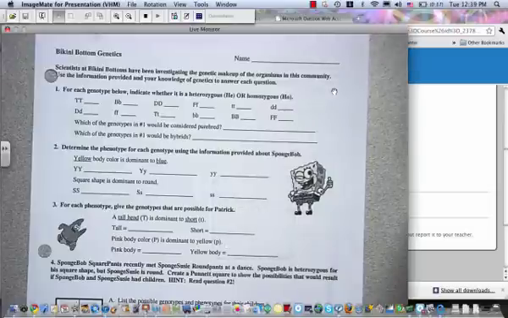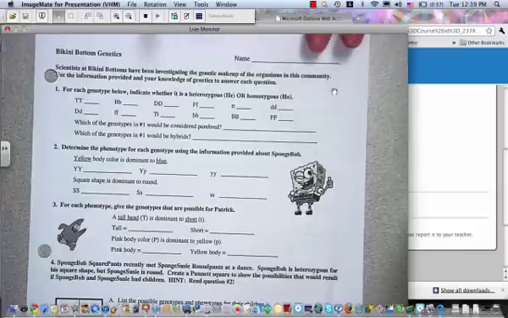Bikini Bottom genetics. Scientists at Bikini Bottom have been investigating the genetic makeup of the organisms in the community. Use the information provided and your knowledge of genetics to answer each question. Number 1. For each genotype below, indicate whether it is heterozygous or homozygous.